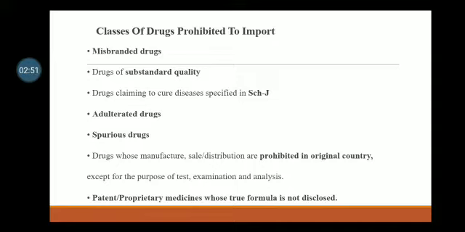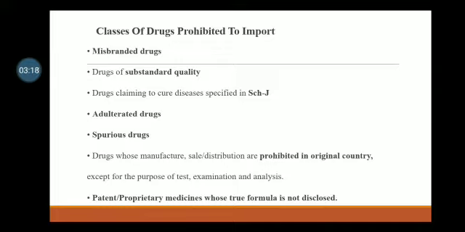Then adulterated drugs. Some drugs are adulterated, means they contain some different ingredients other than the active constituent and excipients of that particular dosage form. So drugs which contain other foreign material are called adulterated drugs. These adulterated drugs are also prohibited from the import.